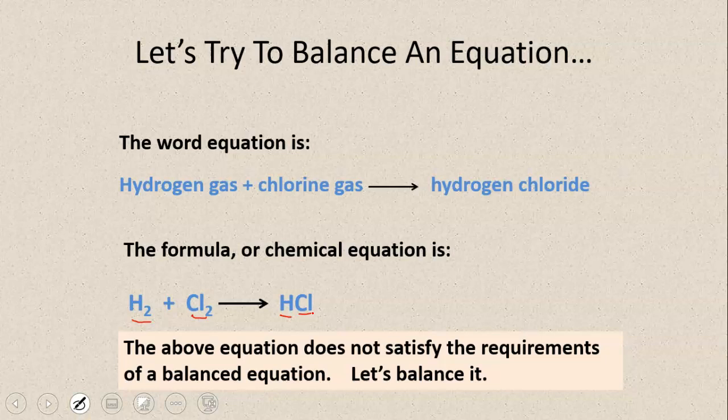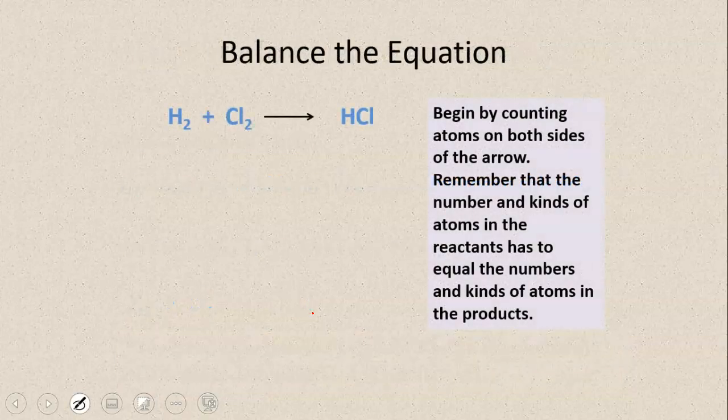So apparently, when the actual reaction happened, this was not the proportions that it happened in. So we need to find out, how did it happen? So we're going to begin by counting the atoms on both sides of the arrow. Now, ladies and gentlemen, in your notes, I would strongly urge you, on the back side or on the second page of your notes, you have this equation written there.